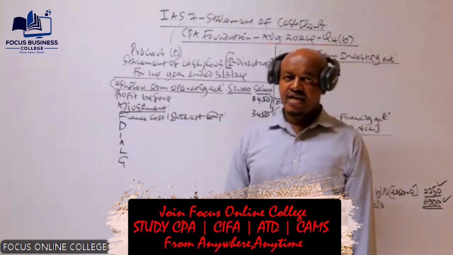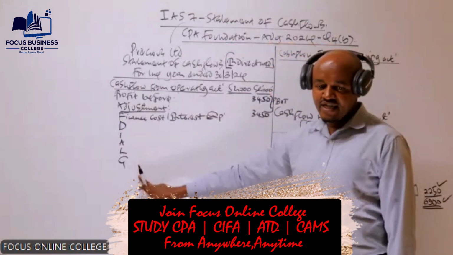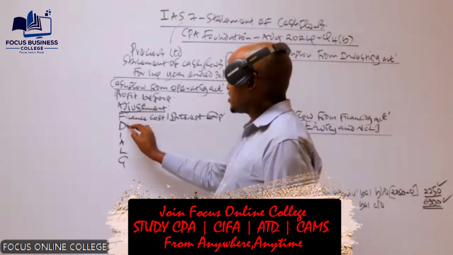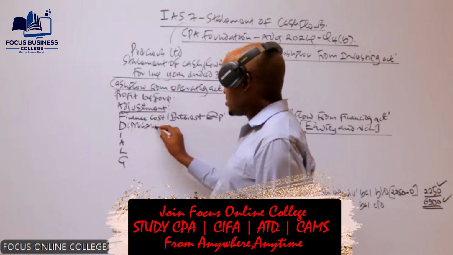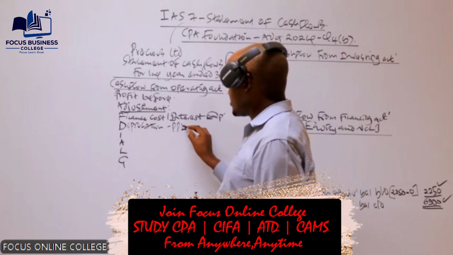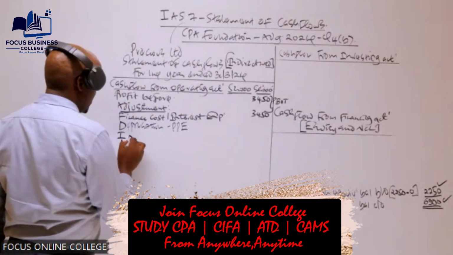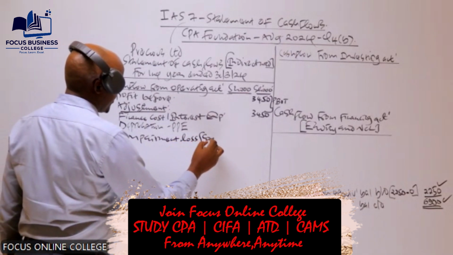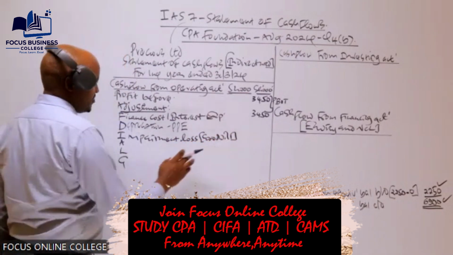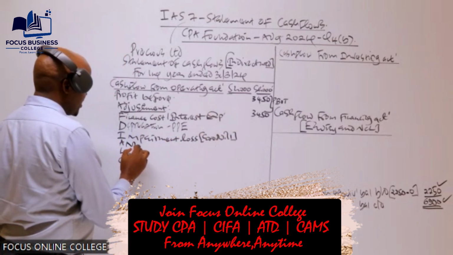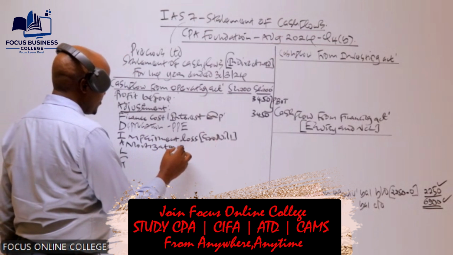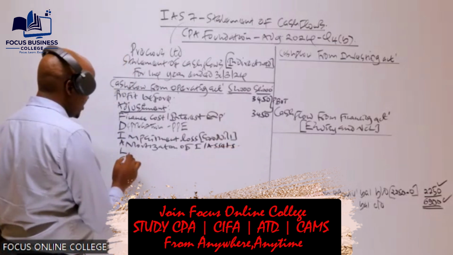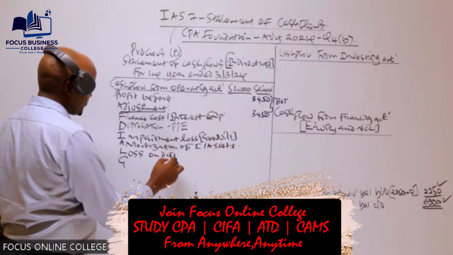For you to be able to remember the non-cash items to be adjusted to this profit, just remember that acronym. What does it stand for? This stands for depreciation on property, plant, and equipment. This one stands for impairment loss on goodwill. A stands for amortization of intangible assets. Then this one stands for loss on disposal.